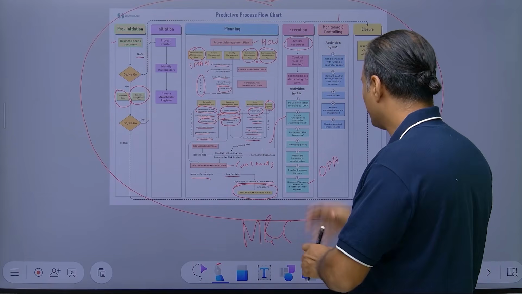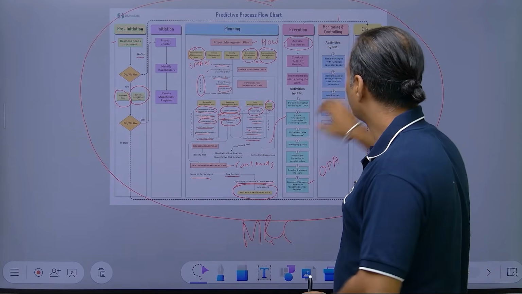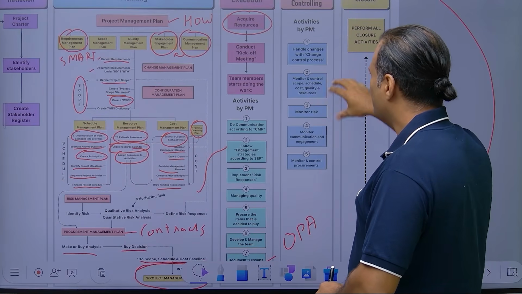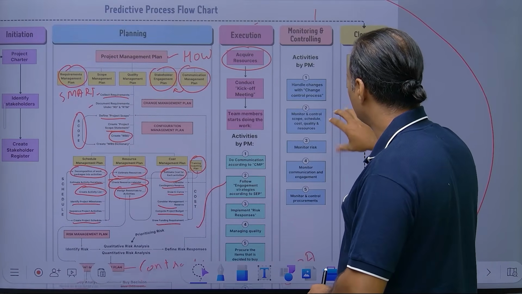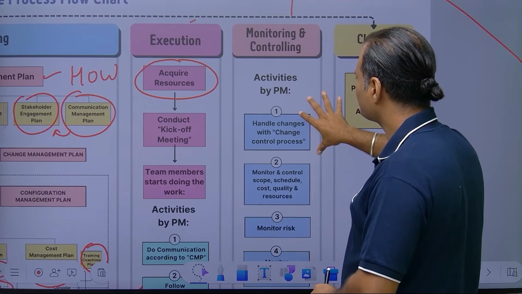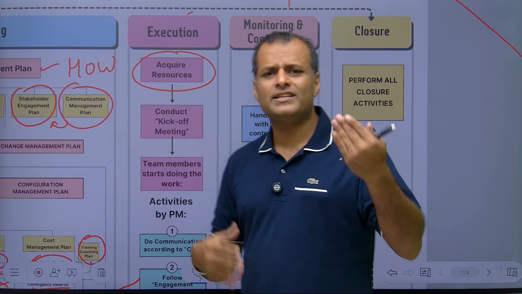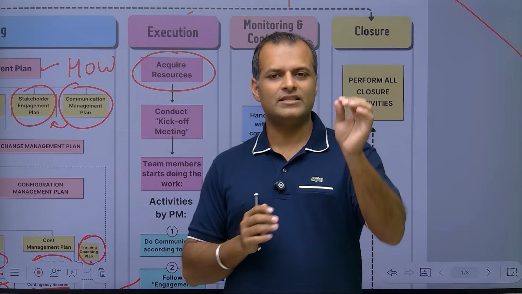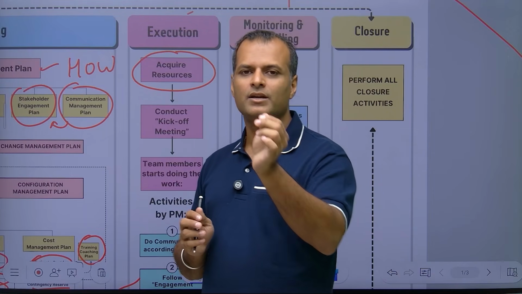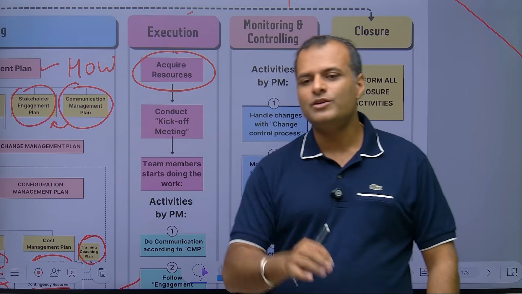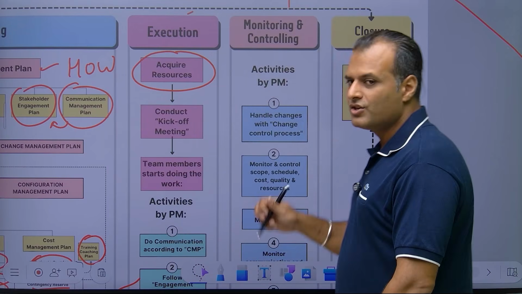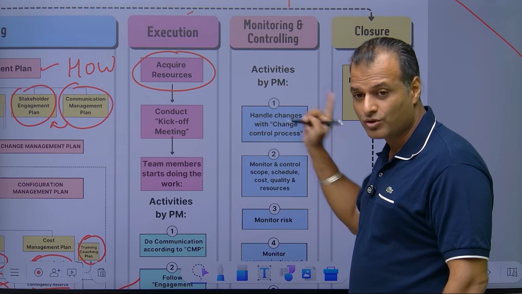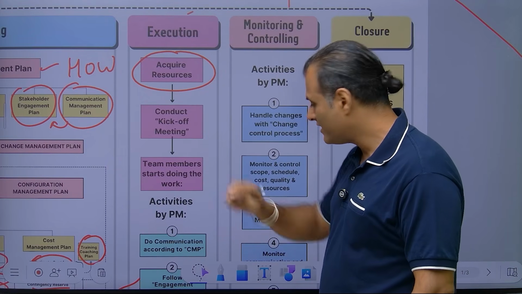But what is monitoring and control? Okay, let's talk about that. Basically now you have to test whatever is expected out of you. Did the work get done or not? For example, you'll check the requirements document. My requirements document said that the swimming pool size should be 20 by 20 feet. Is it actually 20 by 20 feet or not? So in monitoring and control, you will do that. Handle changes with the change control process. I did not explain the change control process to you. Let me explain that.